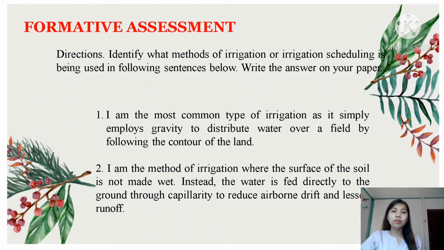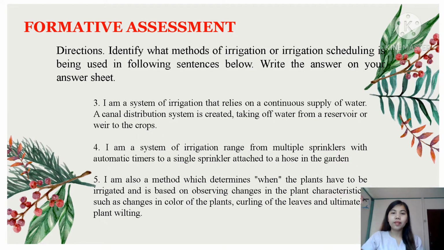Number 2. I am the method of irrigation where the surface of the soil is not made wet. Instead, the water is fed directly to the ground through capillarity to reduce airborne drift and lessen runoff. Number 3, I am a system of irrigation that relies on a continuous supply of water. A canal distribution system is created, taking off water from a reservoir or weir to the crops.